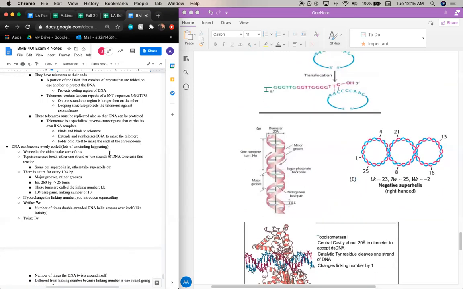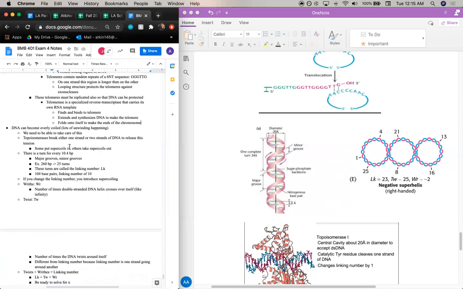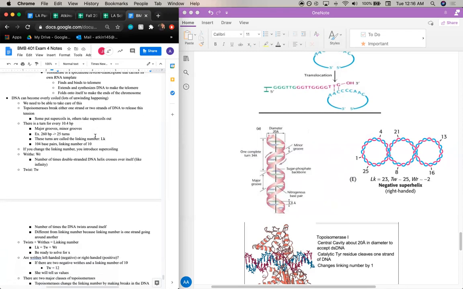Okay, so DNA can become overly coiled because lots of unwinding is happening during all this replication, so there's a lot of things happening. We need to be able to take care of this. So topoisomerases break either one strand or two strands of DNA to release this tension. Some put supercoils in, which is a higher order of folding that we talked about earlier, and some take these supercoils out. Generally, there is a turn in the DNA helix.